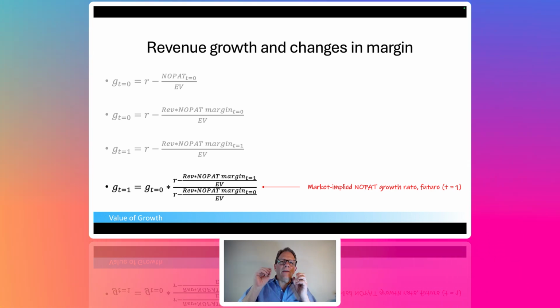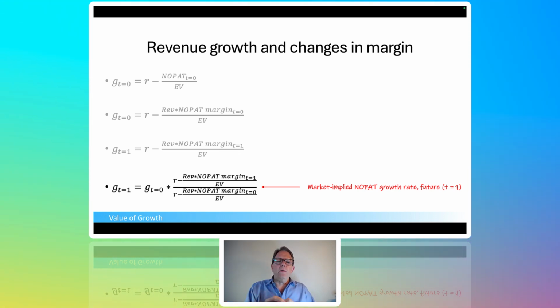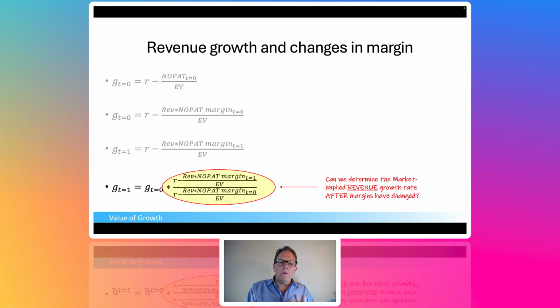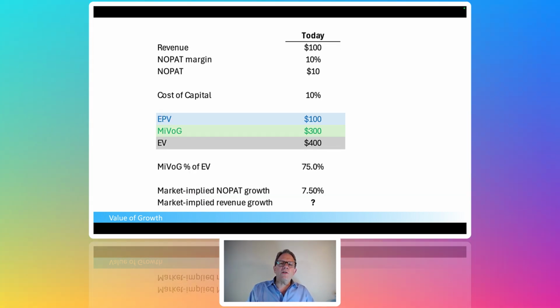And then that effectively is your market implied value of revenue growth, and so that's what I'm walking through. All right, so we can determine the market implied revenue growth rate after the margins have changed. That's the key. All right, so here's the example.